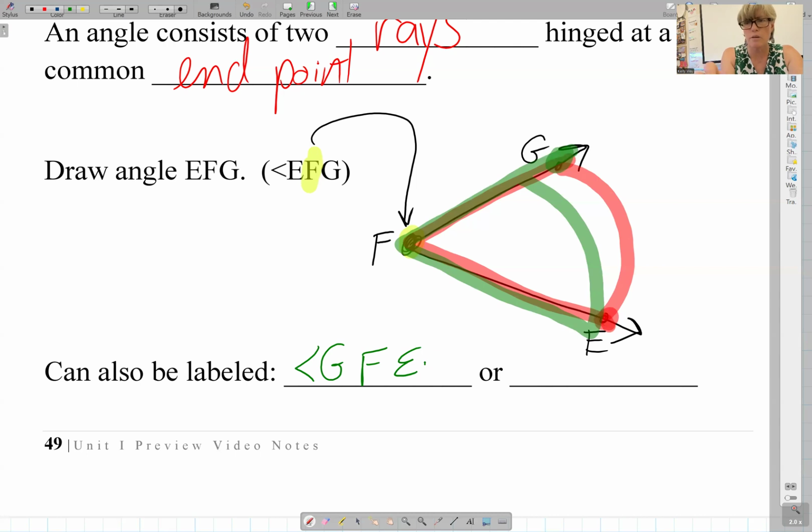So the direction doesn't matter which ray point you use. What does matter, watch very carefully, is F is still the middle point. So I can go either direction. Or I could toss a number inside the mouth here, a tiny little number, and I can call it by that angle. So we can call it angle 1. Ta-da! It's like a shortcut.